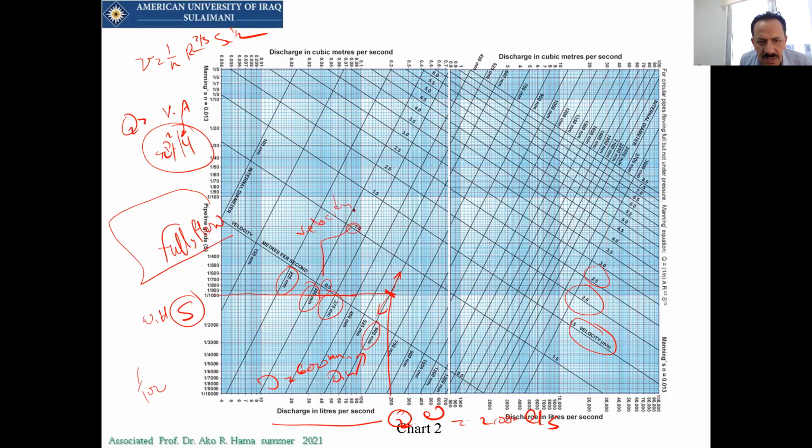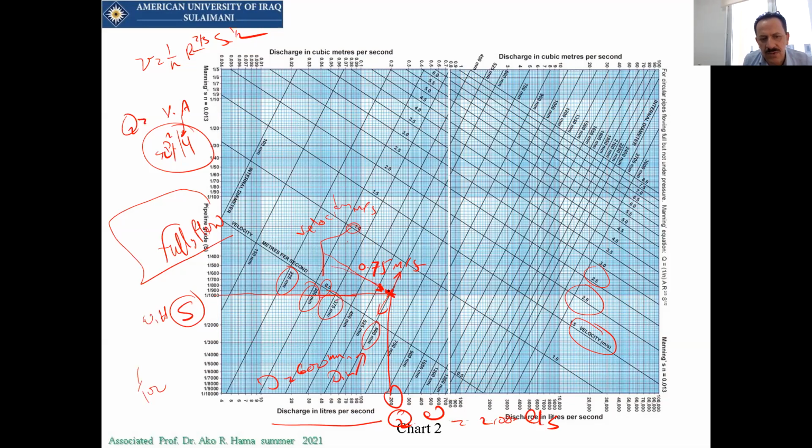The velocity is in meters per second. So what will be the velocity in this case? It will be between 5 meters per second. So here's how to use this chart. You have to have the flow. You have to go with the S, and the intersection of these two lines is the point.